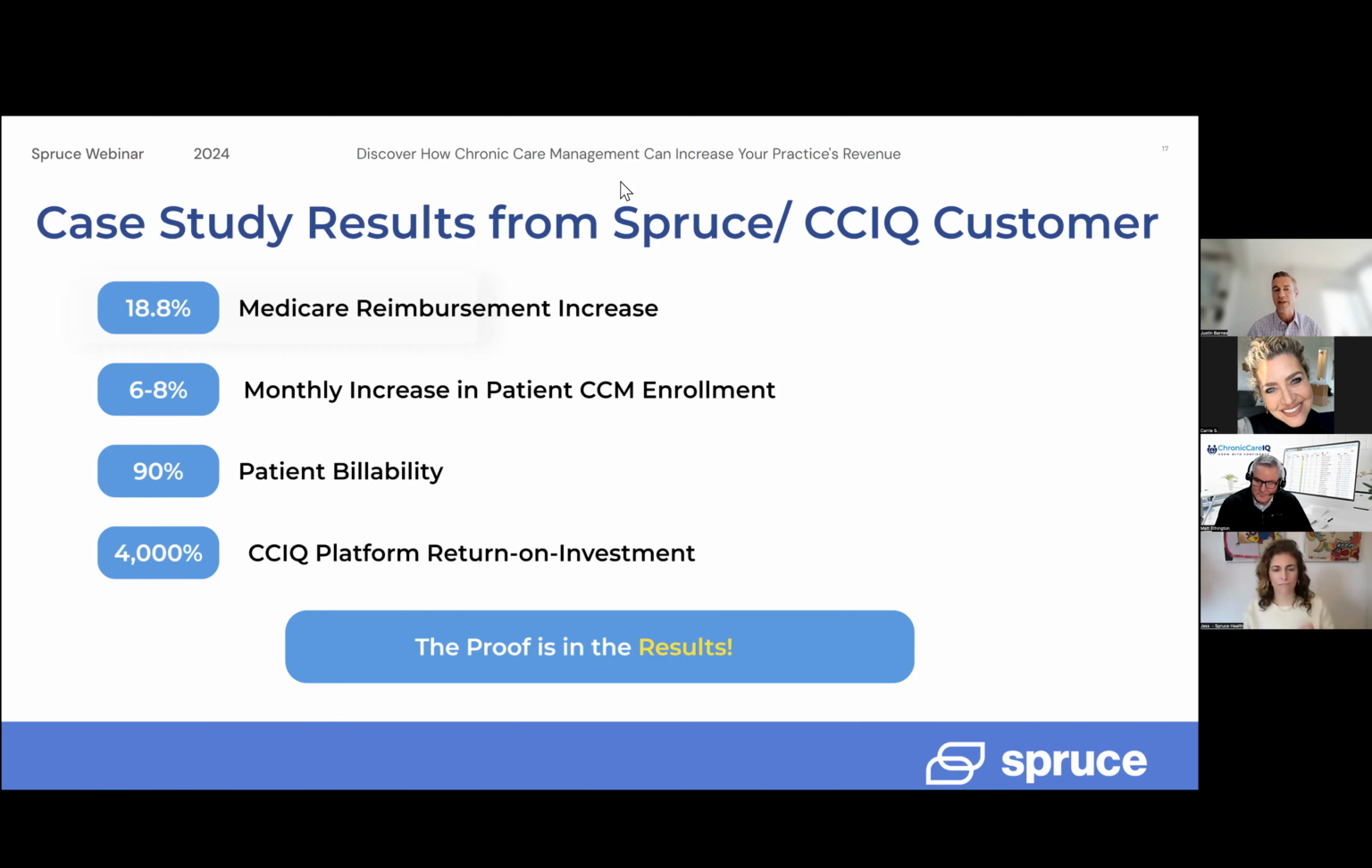That brings significant ROI. So yeah, this customer alone that we have in common with Spruce is a 4,000% ROI. So that's just obviously very, very successful on all parts. And it's great to see this kind of patient engagement and success.